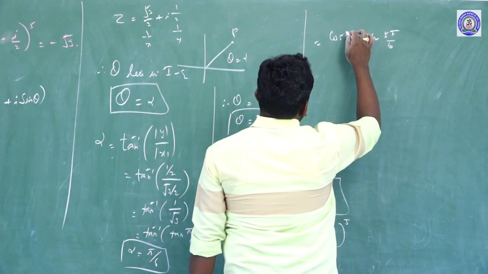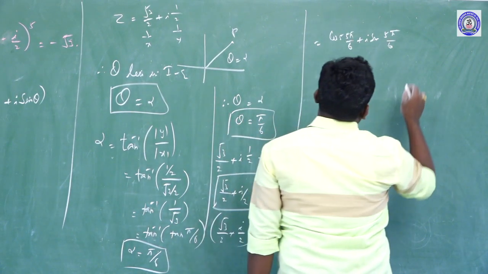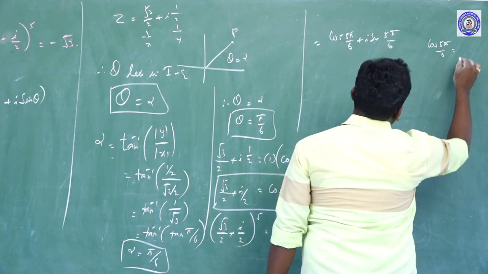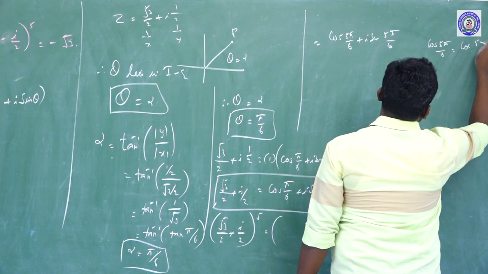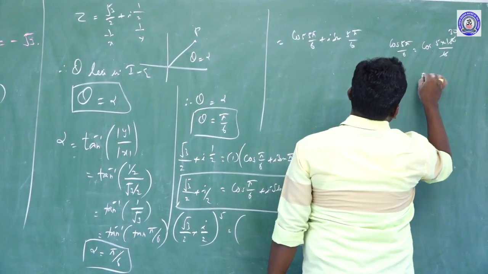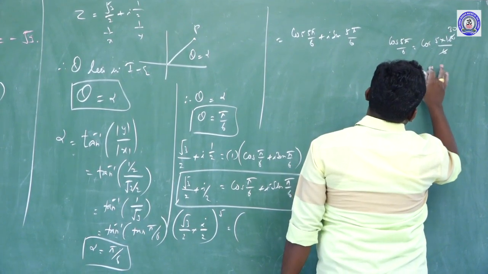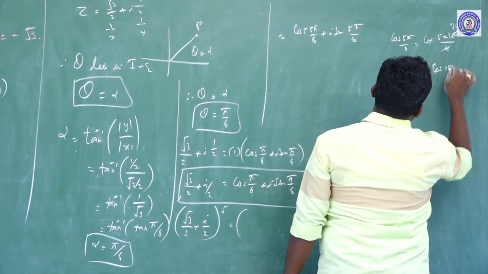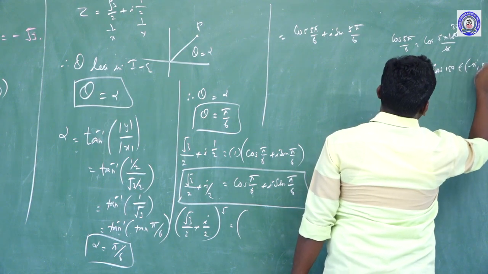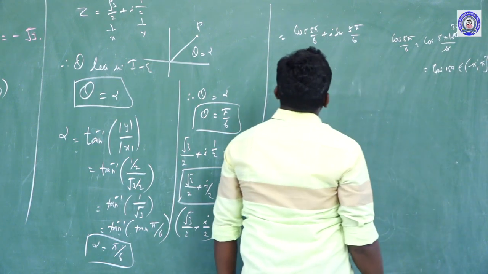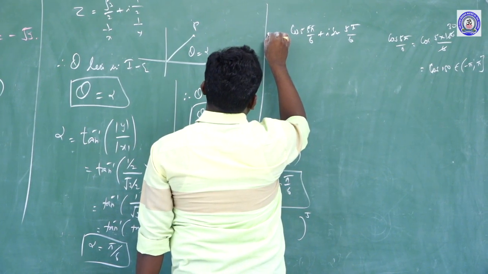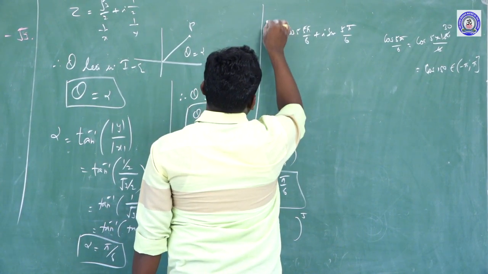So again, the argument is the same, and cos 5 pi by 6 is equal to cos of 5 into 180 by 6, cancel, 30, and that is equal to cos 150, and it lies between minus pi and plus pi. Therefore, this is the first term.